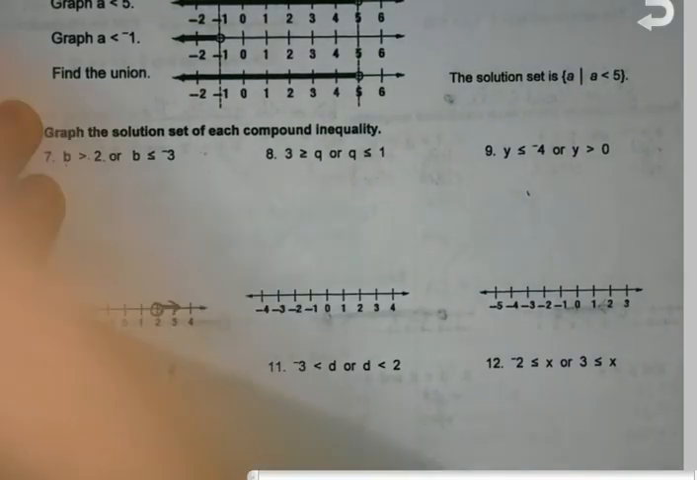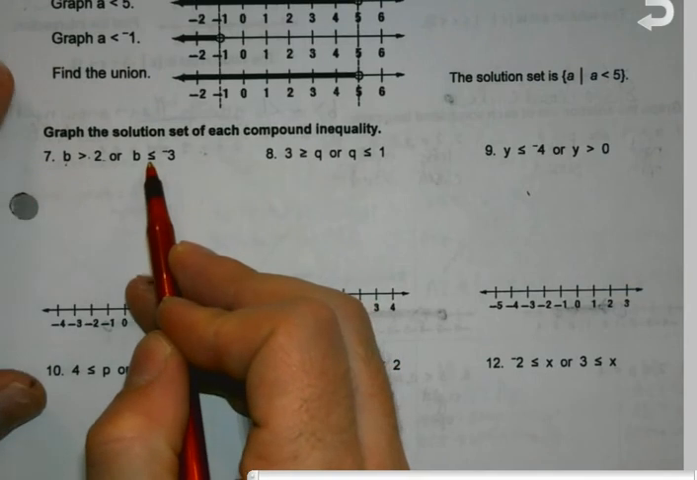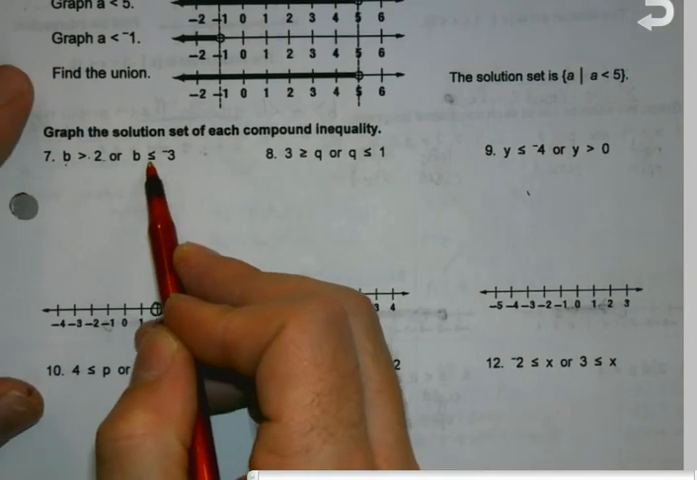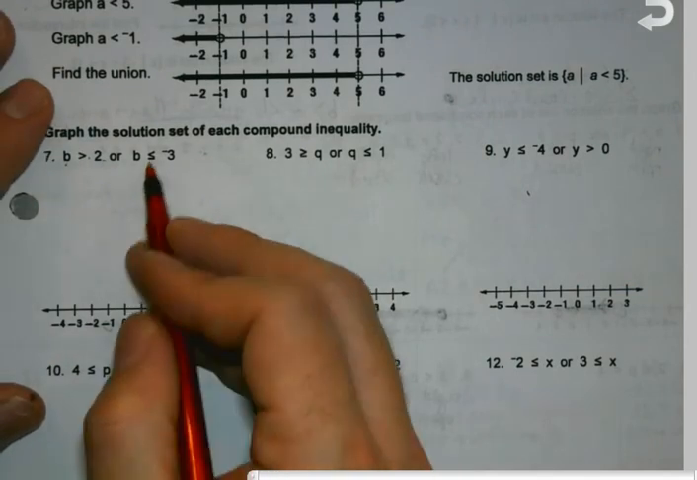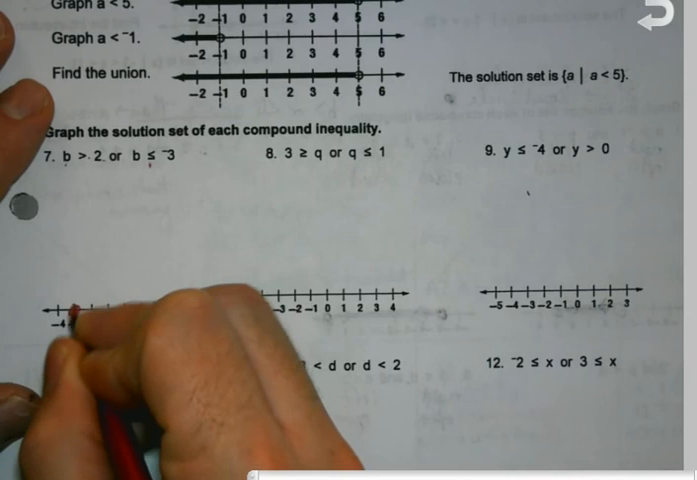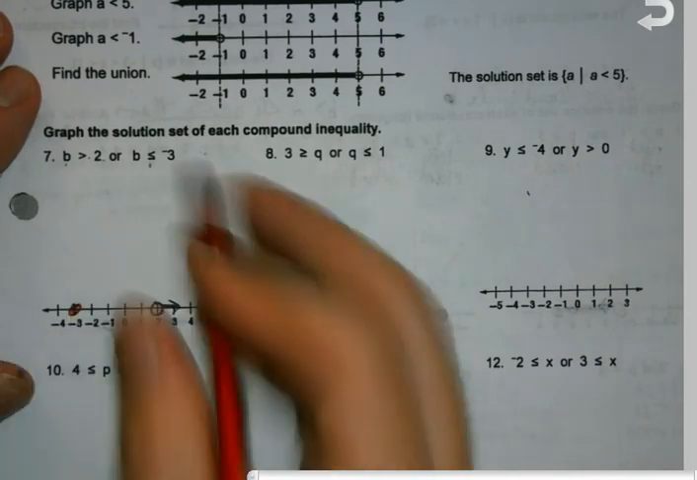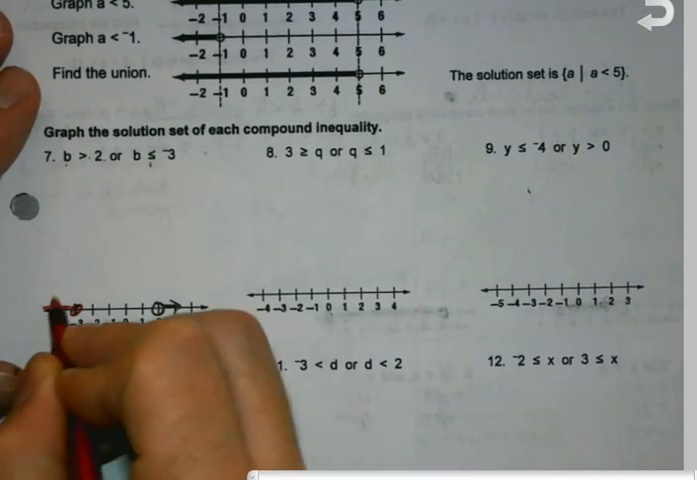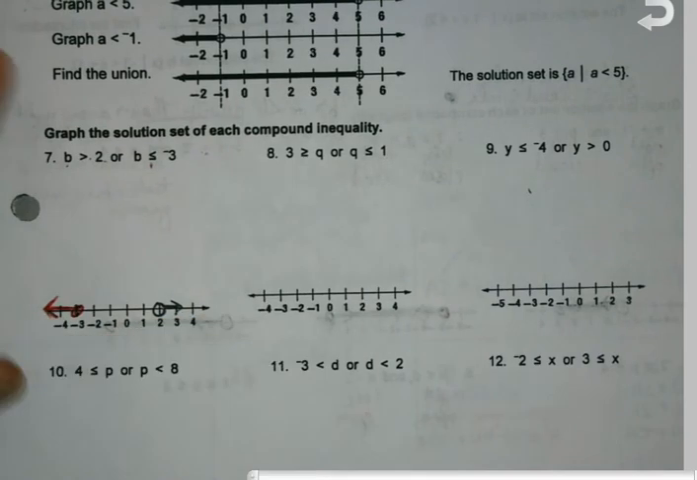And then I look at the other one. Open or closed at -3? Closed because it's or equal to. And this one's going to the left because it's less than. You're like, okay, now wait a minute. Now they're going opposite direction. What's the deal with that?